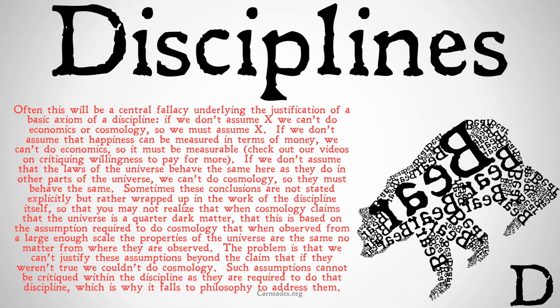The problem is that we can't justify these assumptions beyond the claim that if they weren't true, we couldn't do cosmology. Because if the rules behave very, very differently somewhere else, and we can't measure how those rules behave somewhere else, we couldn't do cosmology. We couldn't make conclusions about other parts of the universe that we're never going to be able to measure.